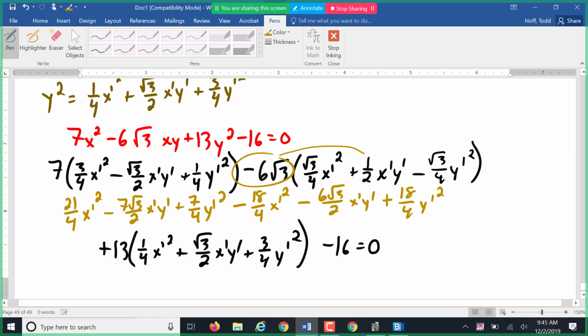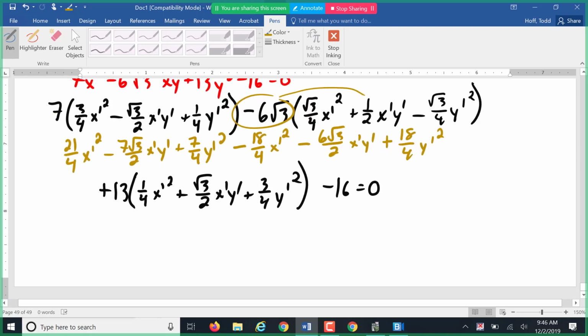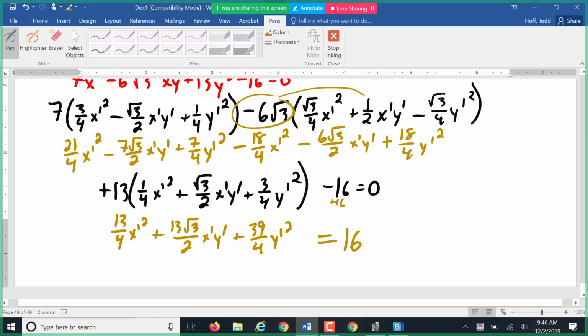Down here, 13 times the 1/4 x squared is 13/4 x prime squared. 13 times the square root of 3 over 2, 13 square roots of 3 over 2 x prime y prime. 13 times 3 is 39/4 y prime squared. And I'm going to add 16 to both sides. So this is going to be equal to 16 now.